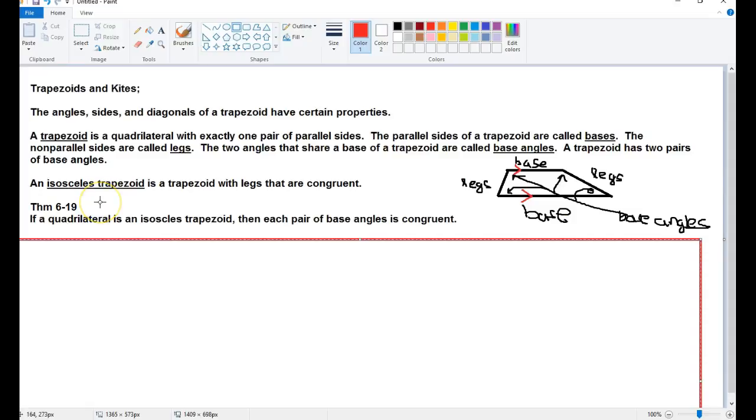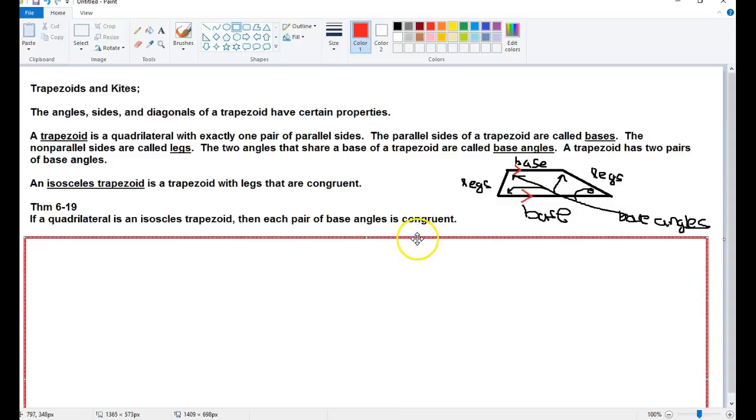Now an isosceles trapezoid is a trapezoid with the legs being congruent. So if the legs are the same length, then the trapezoid is an isosceles trapezoid. Same idea as an isosceles triangle, where two legs are congruent and the base is different. Here we're just adding an extra side.